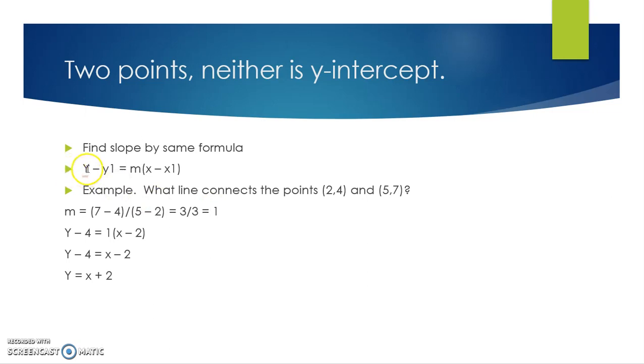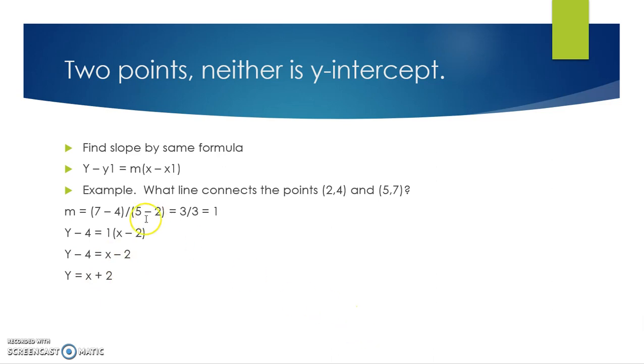Now you're going to start plugging things in. Y stays y, and x stays x. Well, y1 gets replaced by the y-coordinate, so 4. And x1 gets replaced by the x-coordinate, 2. And the m gets replaced by 1. And then you distribute. Well, 1 times anything is that thing. So 1 times x is x. 1 times negative 2 is negative 2. Then, after distributing, you're going to take this number and move it to the other side. So I added 4 to both sides. I had negative 2 plus 4 is a positive 2.